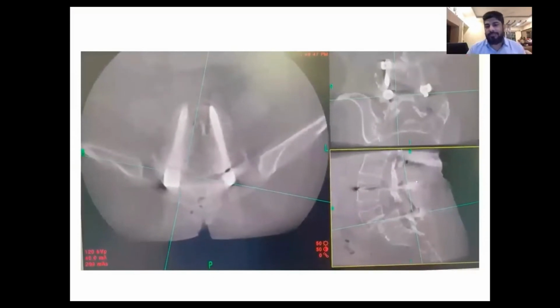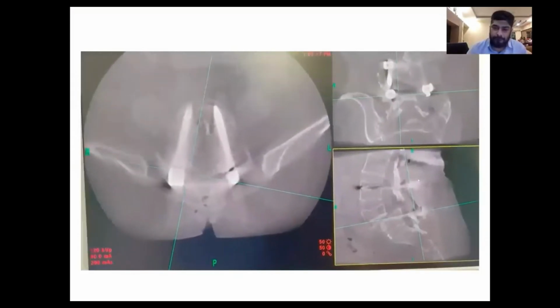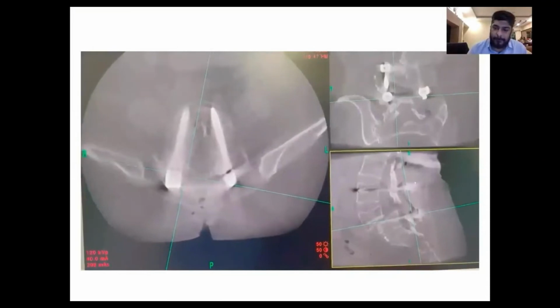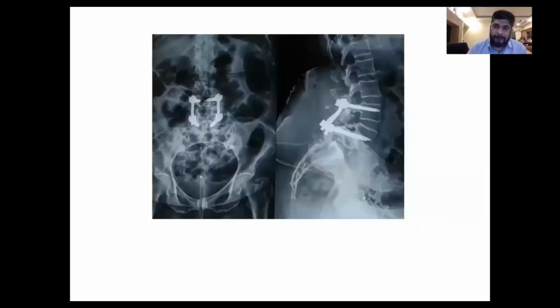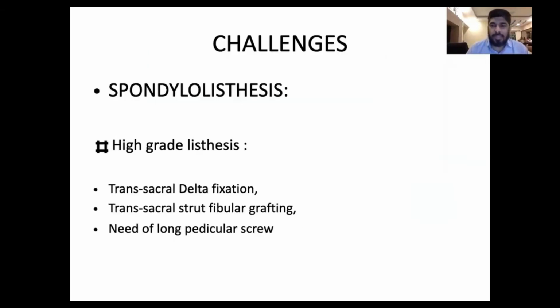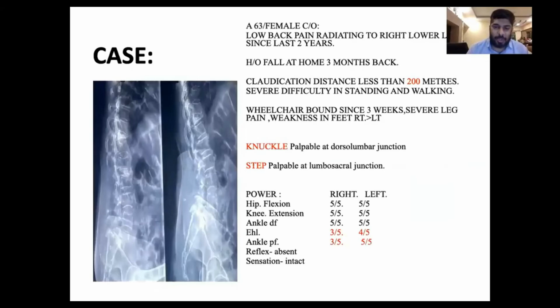This is a high-grade listhesis in a 77-year-old lady with severe leg pain, wheelchair bound. And if you see here, the margins are very well covered, and we could get a long length screw. This is a 7.5 mm screw. And all the foramens are completely open. This patient is significantly better standing and walking now. And these are the challenges in high-grade listhesis with porosis.